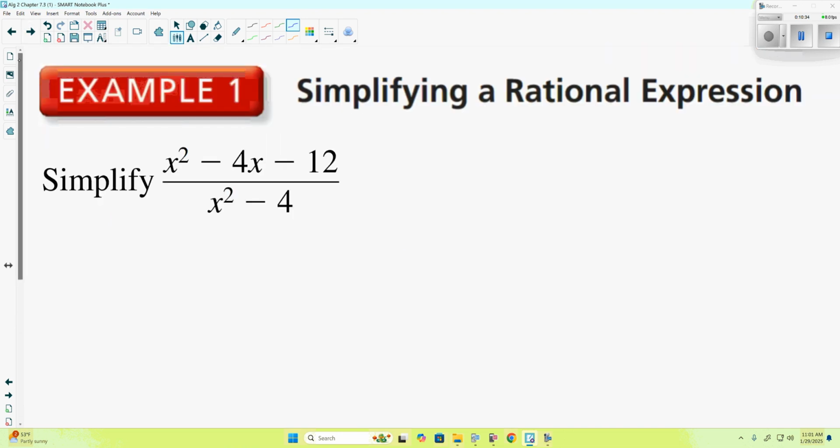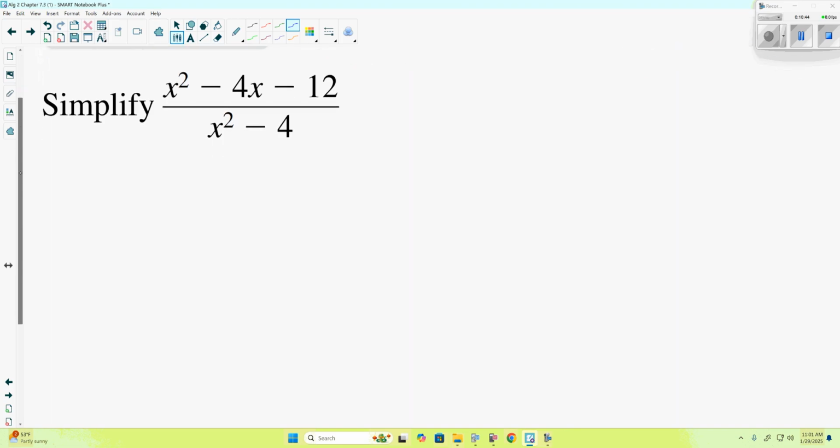So we kind of get this idea of simplifying out what's in common on top and bottom. Now, not every expression is going to be factored like the previous one. There are some we're going to have to factor ourselves. And again, this is why we went back over factoring before starting this chapter, just to refresh ourselves.